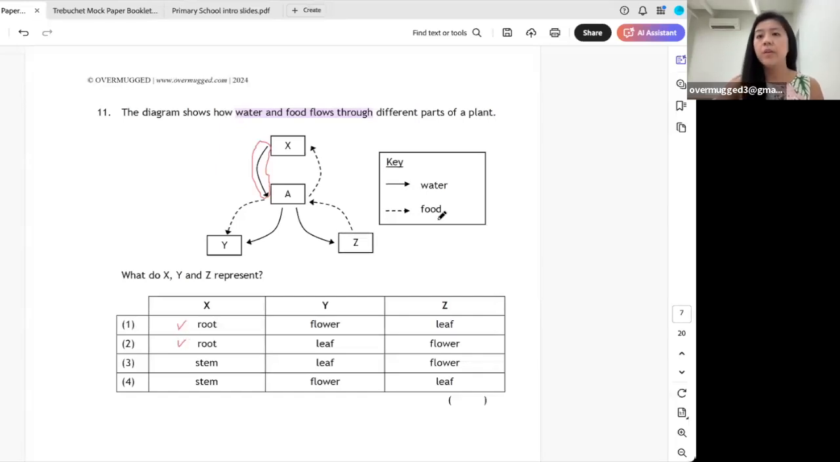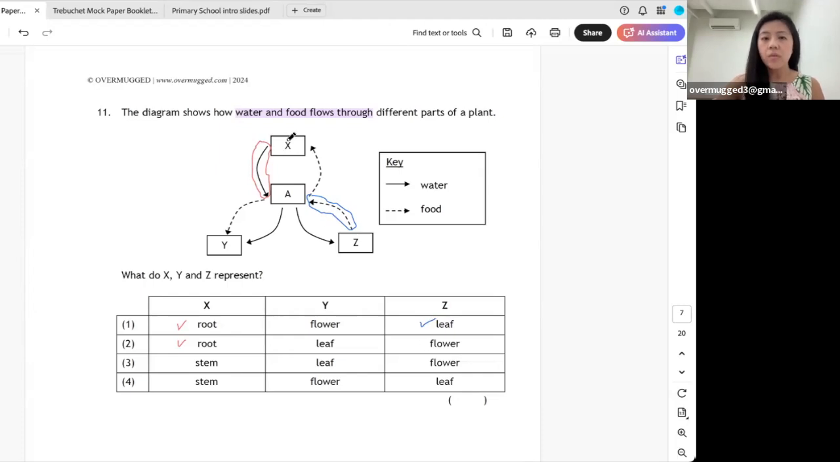Now for food, food is made by leaves in the plant. So if you look, where is the food being produced from and then sent off to different parts of the plant? It is actually over here. Now let me use another color to circle out the arrow so it's clearer to you. All right, so the food is coming from Z. This tells you that Z is your leaves.